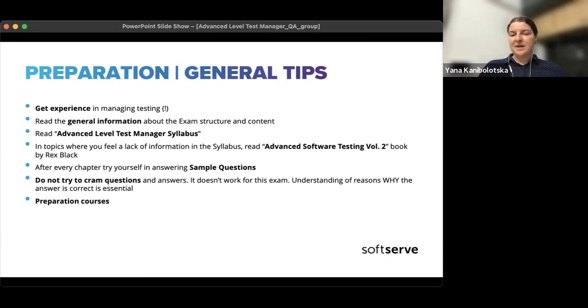And what is important is to understand the reason why an answer is correct or not correct. So when you are playing with the sample questions, the most important thing is to understand what the right answer was and why. The reason why will help you answer correctly the next time when you have the real exam. And another tip, there are some preparation courses. As I know, they exist even offline. I never attended any offline preparation course for the ISTQB certification. For me, online, or even watching some videos or reading the book or the syllabus, works better.